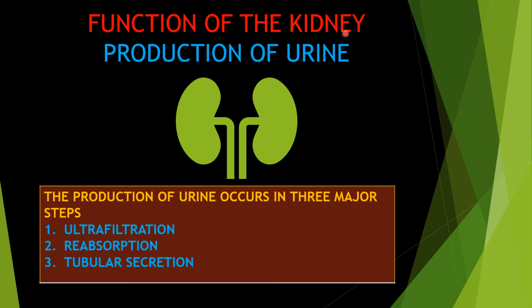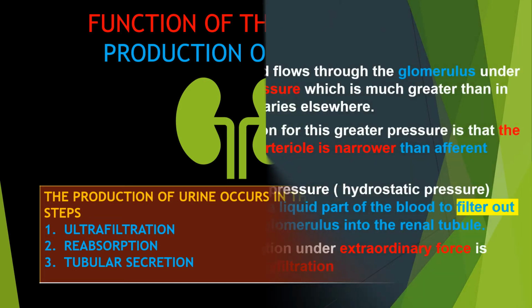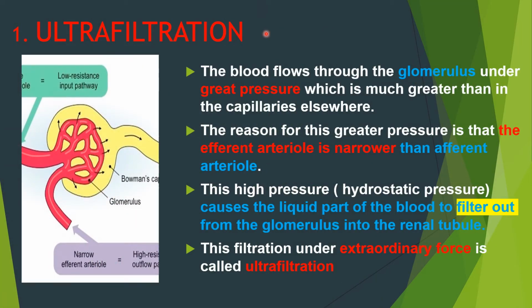Function of the kidney. The main function of the kidney is production of urine. There are mainly 3 steps for the production of urine: ultrafiltration, reabsorption and tubular secretion. Very important. We are discussing the 3 steps in detail. The first step of urine production is ultrafiltration.